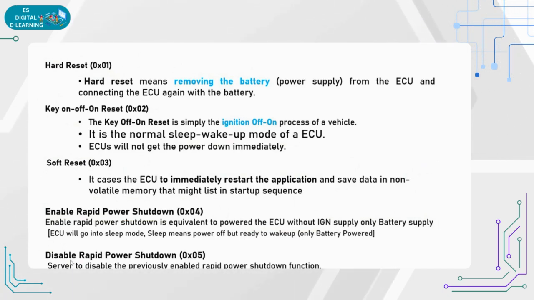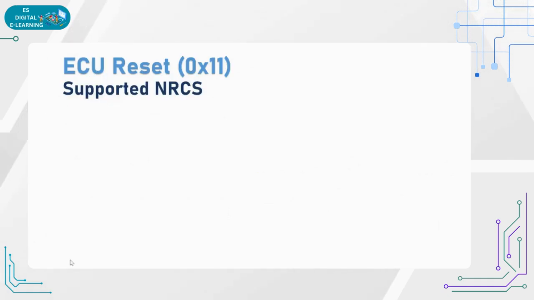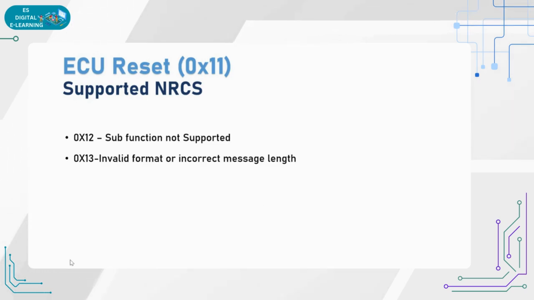Yes, sir. Okay, then next, what are the supported NRCs for ECU reset? Write down 12, subfunction not supported. And 13, invalid format and incorrect message length. It will be the same as I said, these NRCs will tell you what kind of request it is, a valid or invalid length, but only these are the very important supported NRCs you should remember.